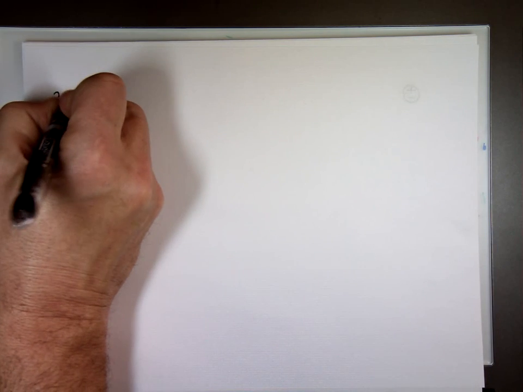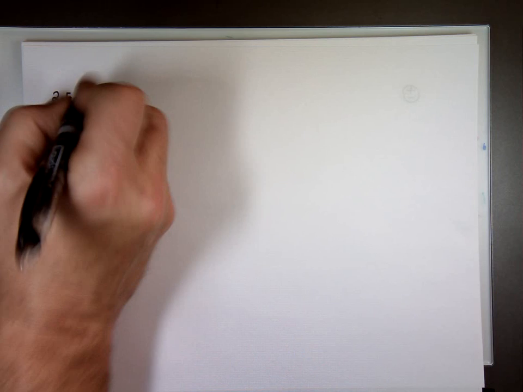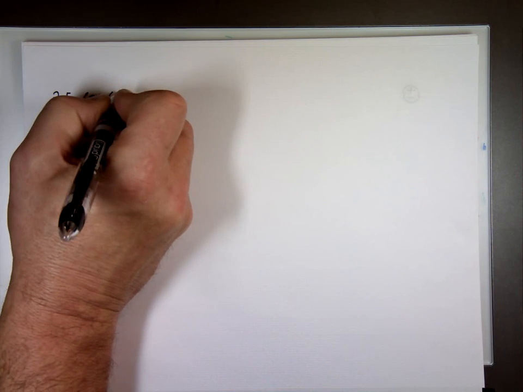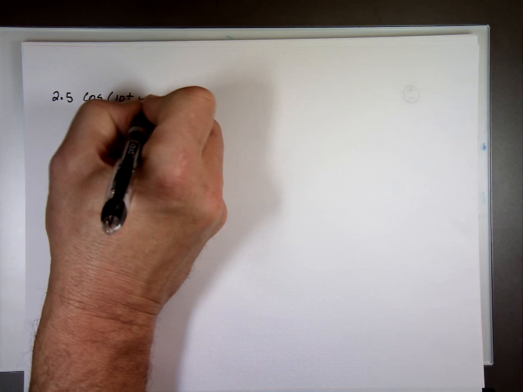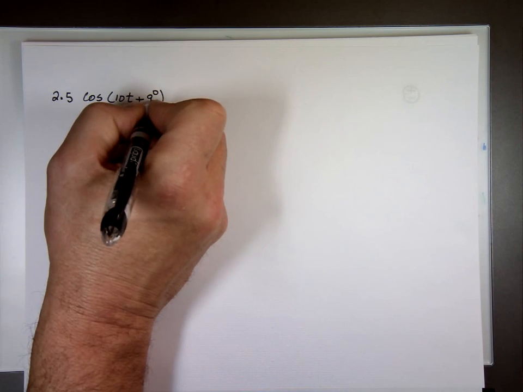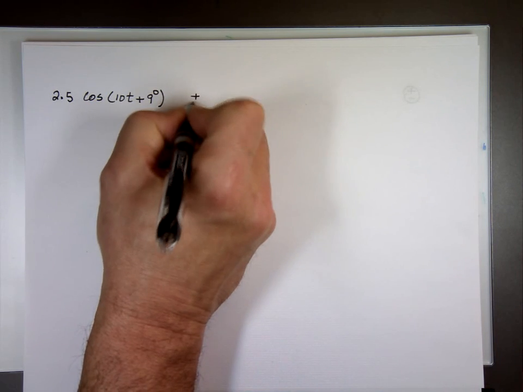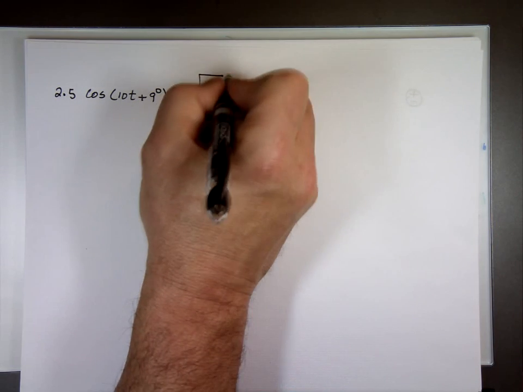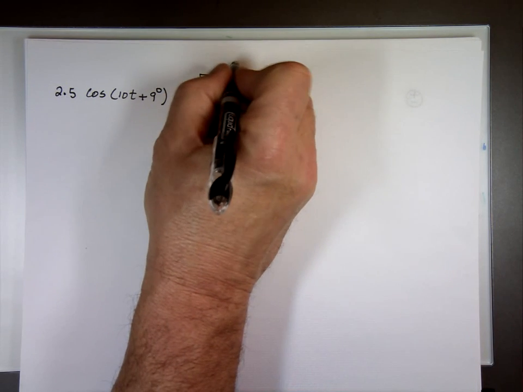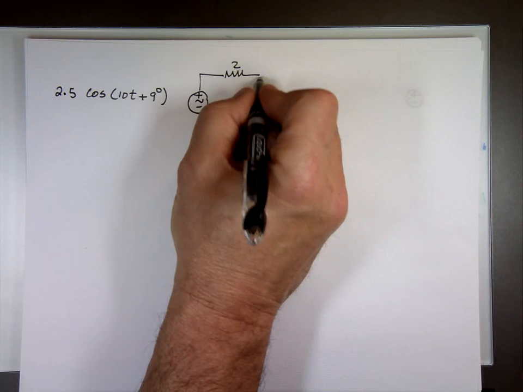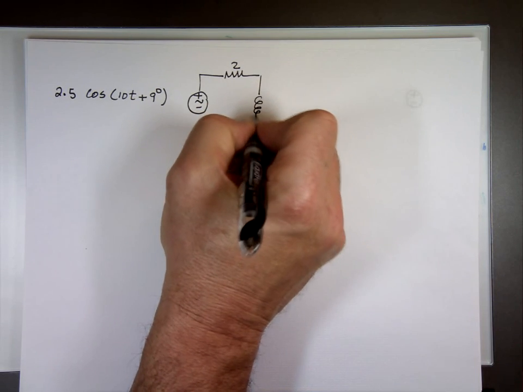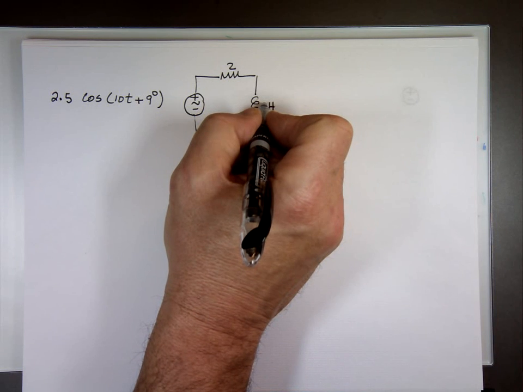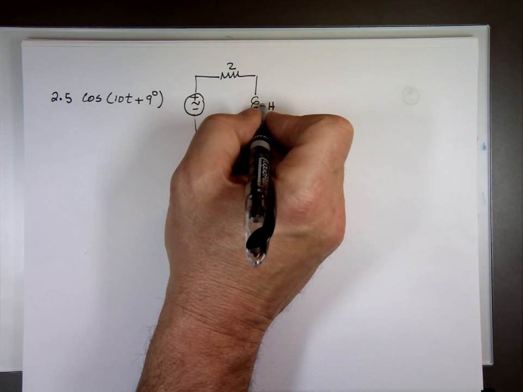2.5 cosine 10t plus 9 degrees. That's a source here, voltage source. Two ohms, 1 Henry, 330 millifarads, that means 0.33 farad.